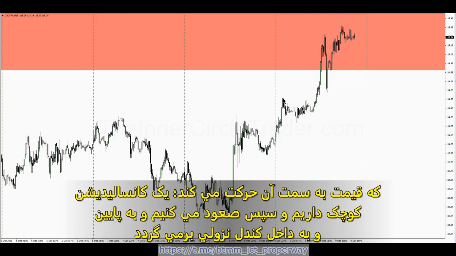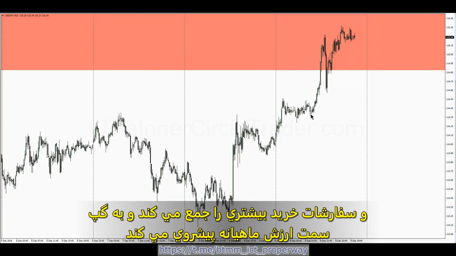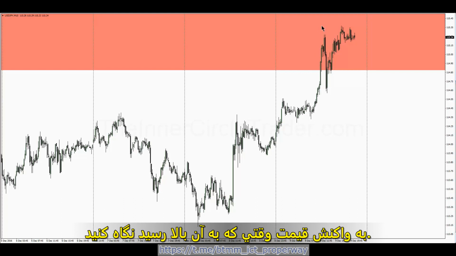It runs through it. A small little consolidation. We rally away, comes back down into the down candle. Repopulate more buy orders. What's it going to run for? That monthly fair value gap. Look at the reaction once it gets up in there.